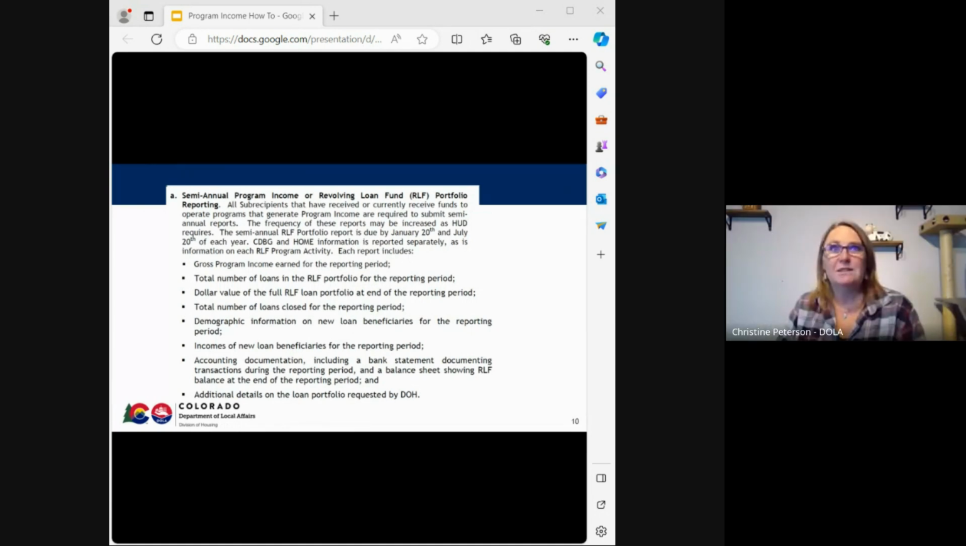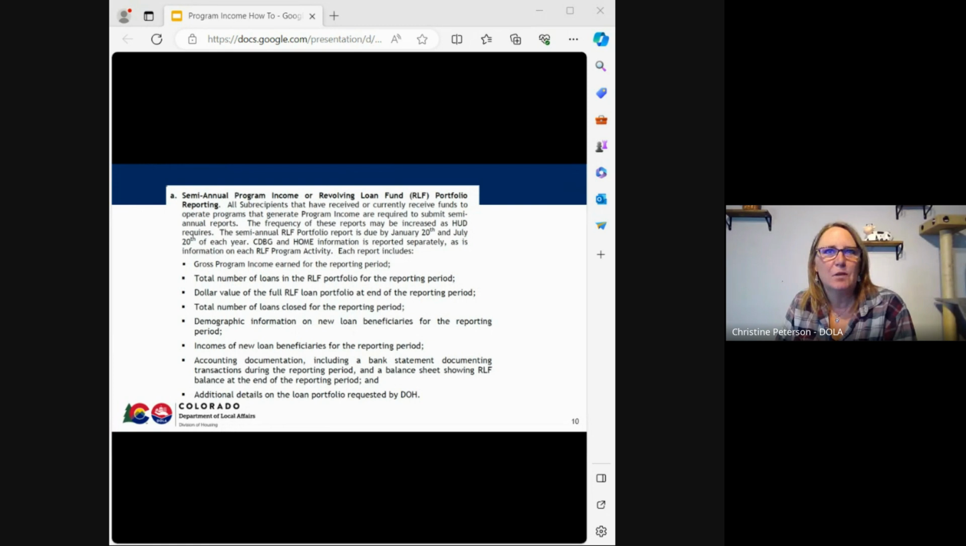So as we were just discussing, the semi-annual program income for the RLF portfolio reporting is due twice a year, so January 20th, July 20th. The frequency could be increased by HUD. I know we're all hoping it never is, but you never know. HUD does their own thing some days. CDBG and HOME information is reported separately, as is information on each RLF program activity. So we do have numerous reports that can fit together in some ways. They don't always, but that's a different discussion.